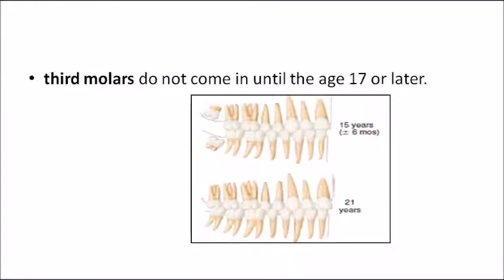Now the picture is showing the status of dentition at 15 years and 21 years. At 15 years, all the permanent teeth other than your third molars will have erupted into the oral cavity and will be making a good occlusal contact. And the third molars will make an appearance mostly in the period between 17 to 21 years of age. And by 21 years of age, the third molars also will erupt and will make a good occlusal contact.